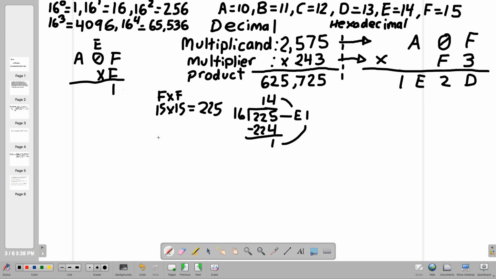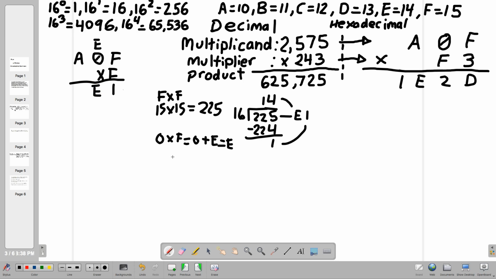So next computation we have 0 times F, which of course is 0. And then we have an E to add to it, because we carried E to the next column. So E is here, and that answer is E. And E is already in hexadecimal form, so that goes right there.